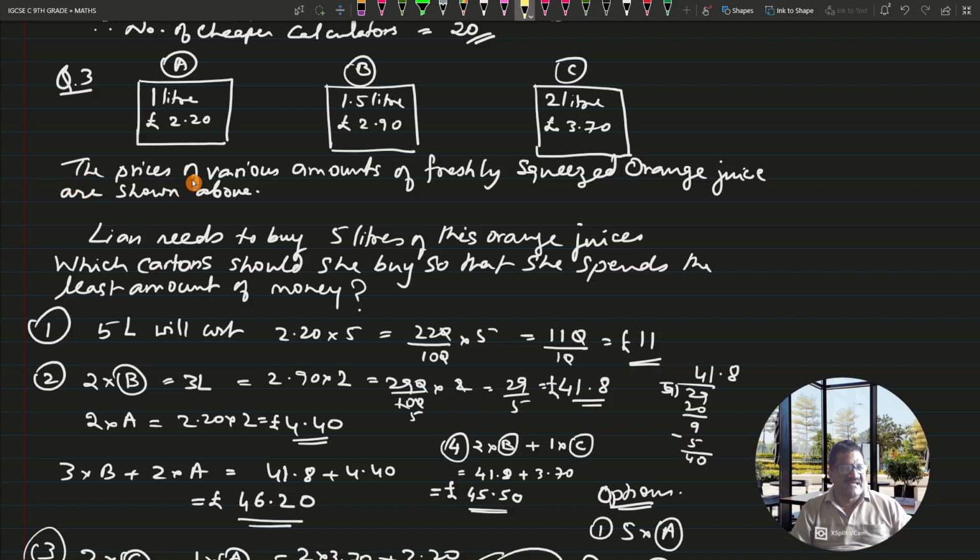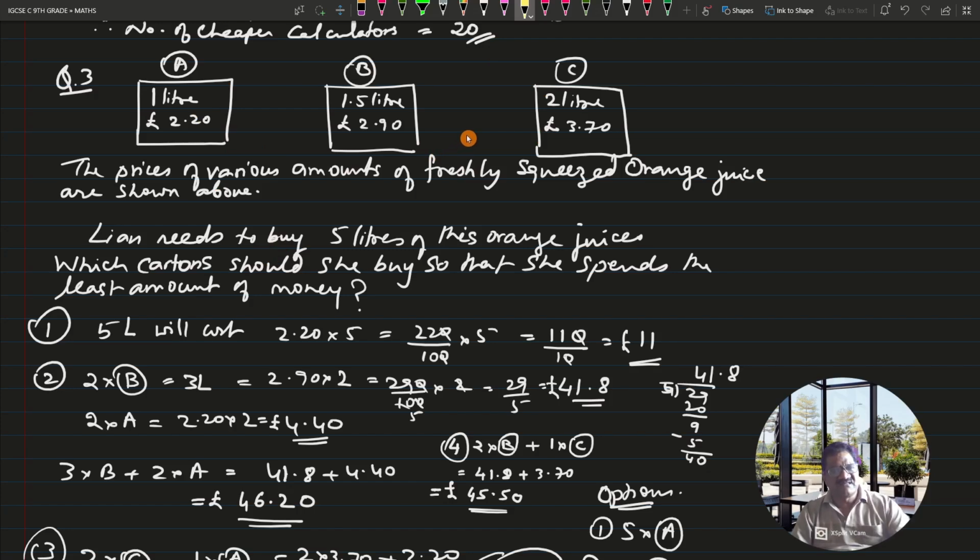So the prices of various amounts of freshly squeezed orange juices are shown above. I was talking about milk, but I'm sorry, this is not milk, it is orange juice he's talking about. Now, Leon needs to buy 5 liters of this orange juice. Which carton should she buy so that she spends the least amount of money? She goes to the shop and wants 5 liters in total, and she will have to select from these 3 types of package.